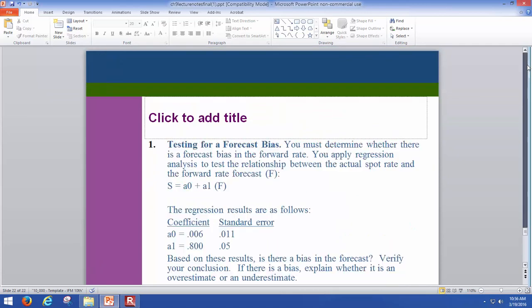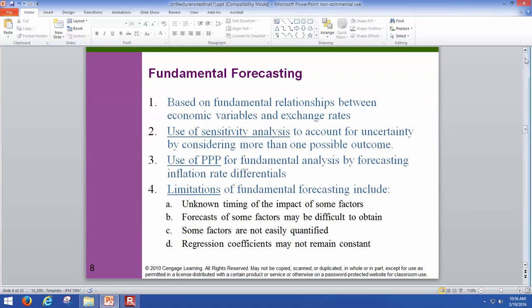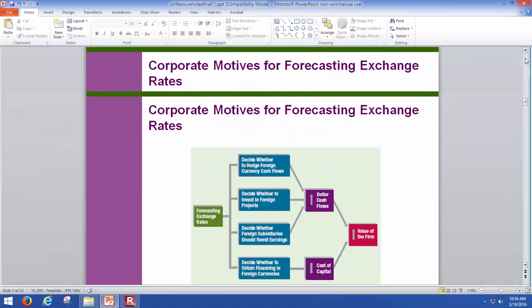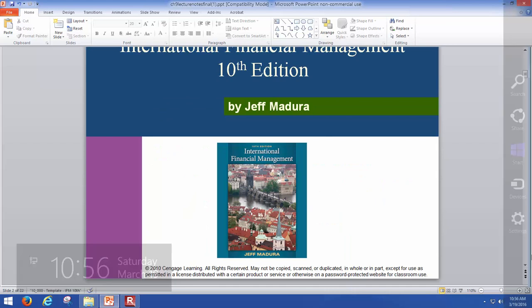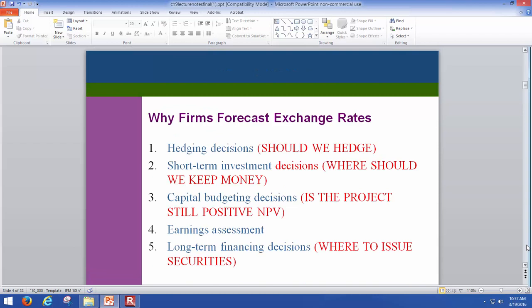So I just want to conclude some of the things we talked about as far as this chapter is concerned. So what are some of the things we did? Basically, we talked about the reasons why companies use exchange rate forecasting, and basically what we said was that they use forecasting for hedging decisions, investment decisions, capital budgeting decisions, earnings assessment, and long-term financing decisions. If you look at the long-term financing decision, the primary reason is that they want to see what methods can decrease their cost of capital.